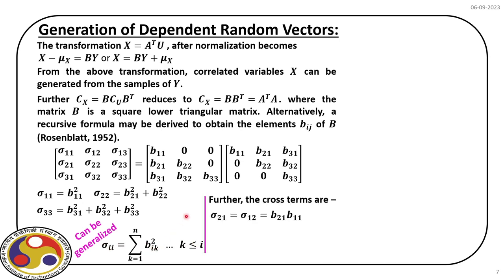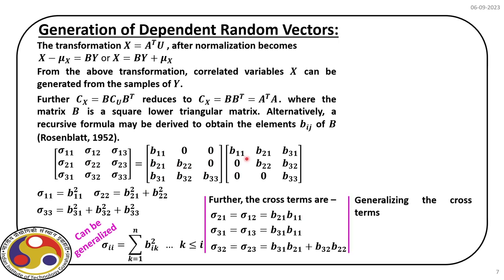Then for the cross terms, if we repeat the same exercise, we have sigma 2 1 equal to sigma 1 2, and that will be equal to b 2 1 times b 1 1. Similarly, we can also represent other cross terms in the sigma matrix in terms of this lower and upper triangular matrix. Then a generalization is also possible. For any given matrix dimension, we can represent the cross term sigma ij using this relation, where we have two secondary parameters j and k corresponding to the different elements.